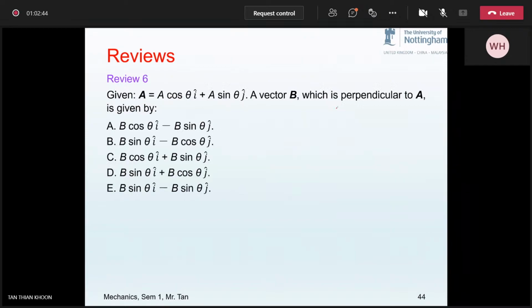Okay, last question, because it's already 6. I hope everyone also got this. You have A cos theta i plus A sin theta j. So a vector B which is perpendicular to A is given by what vector? Which one? Okay, never mind. You can go back and think.